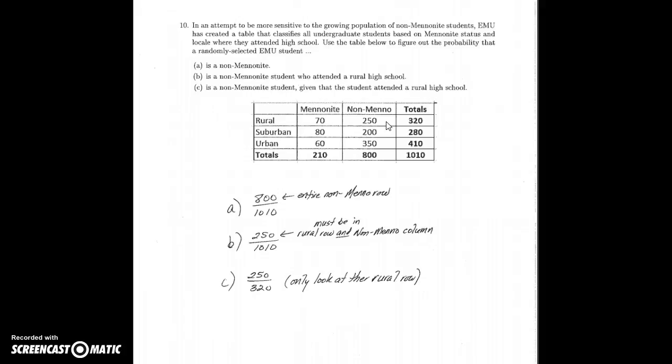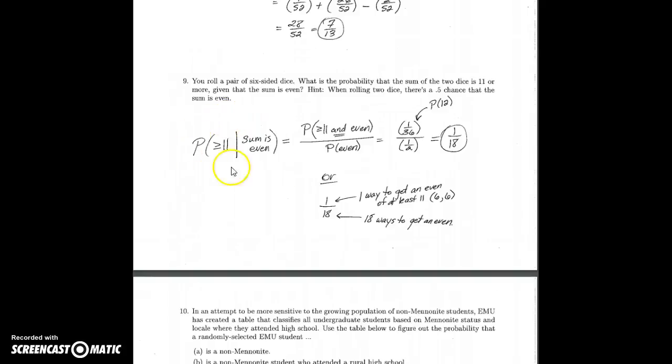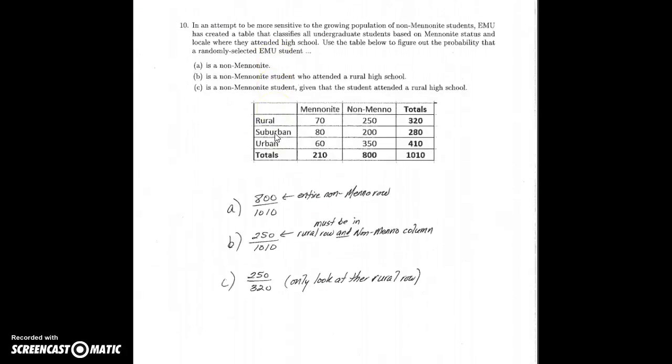Incidentally, this part C is a conditional probability, so you could use that formula that we used right here, and that would also give you a correct answer.